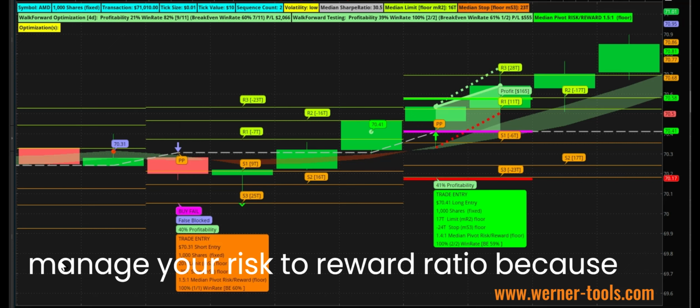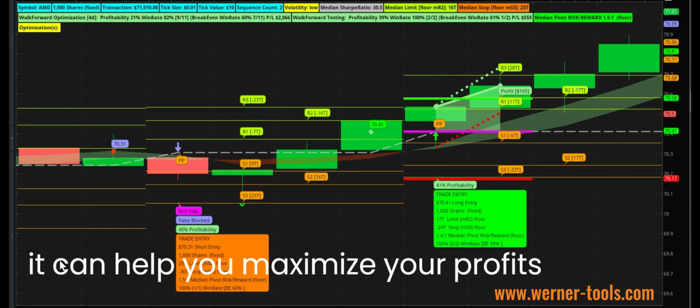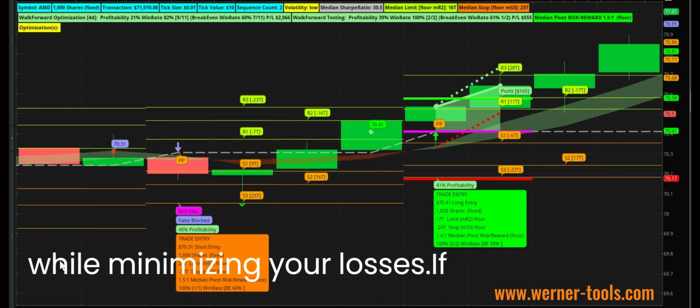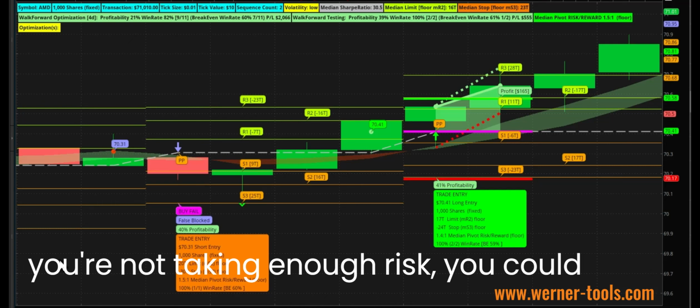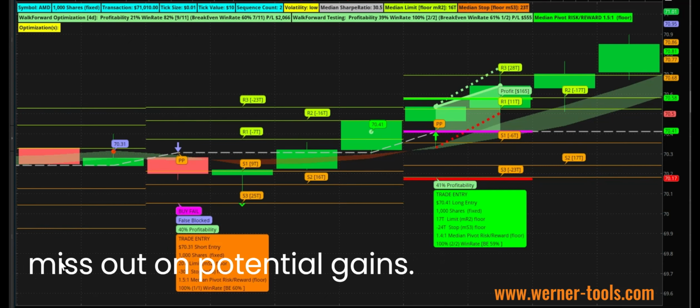It's important to manage your risk-to-reward ratio because it can help you maximize your profits while minimizing your losses. If you're taking too much risk, you could lose more than you're willing to, and if you're not taking enough risk, you could miss out on potential gains.